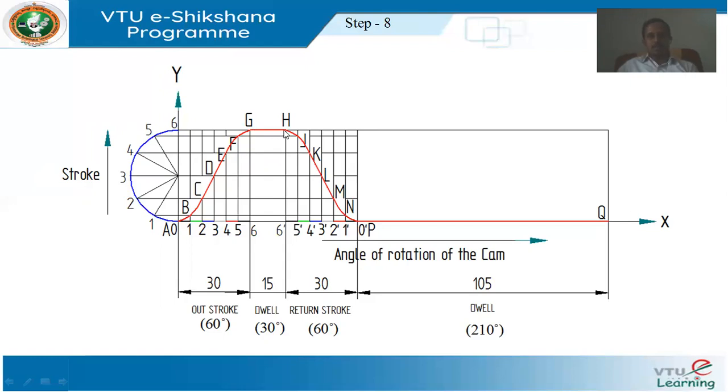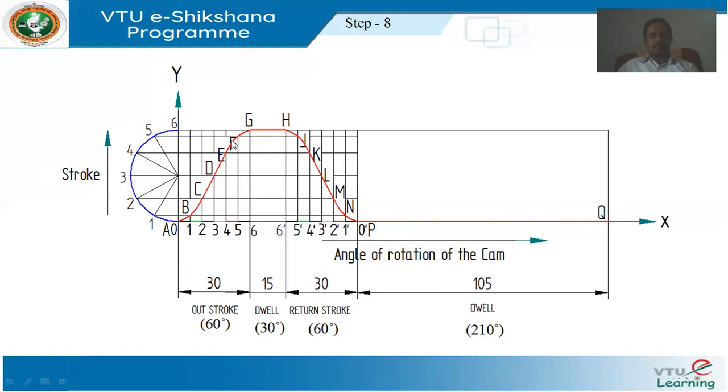Next, during return stroke, join the remaining intersecting points H to J, K, L, M, N, P, up to P from H, with a thick parabolic arc. Then the remaining 105 millimeter for 210 degrees, P to Q, join with a thick straight line. This is the second dwell period. During this period, the follower is at BDC.